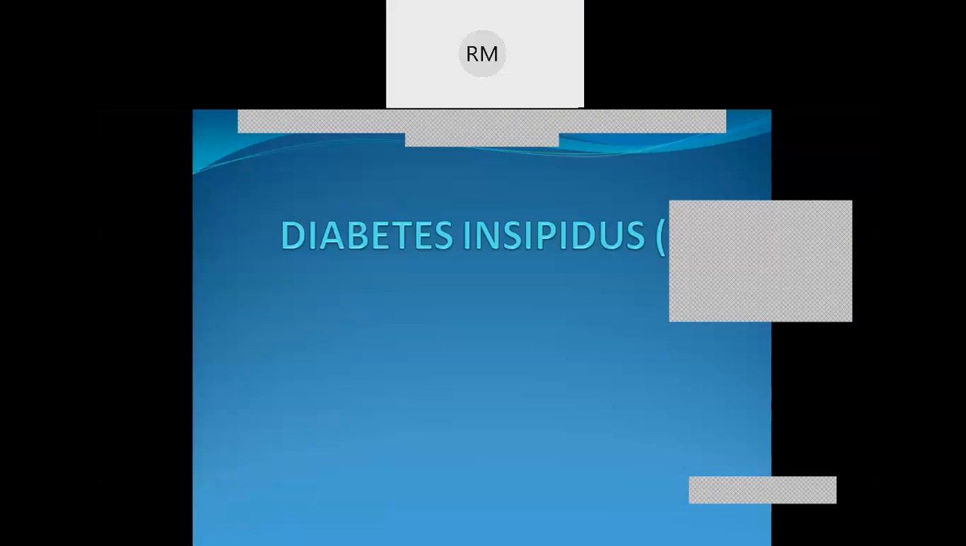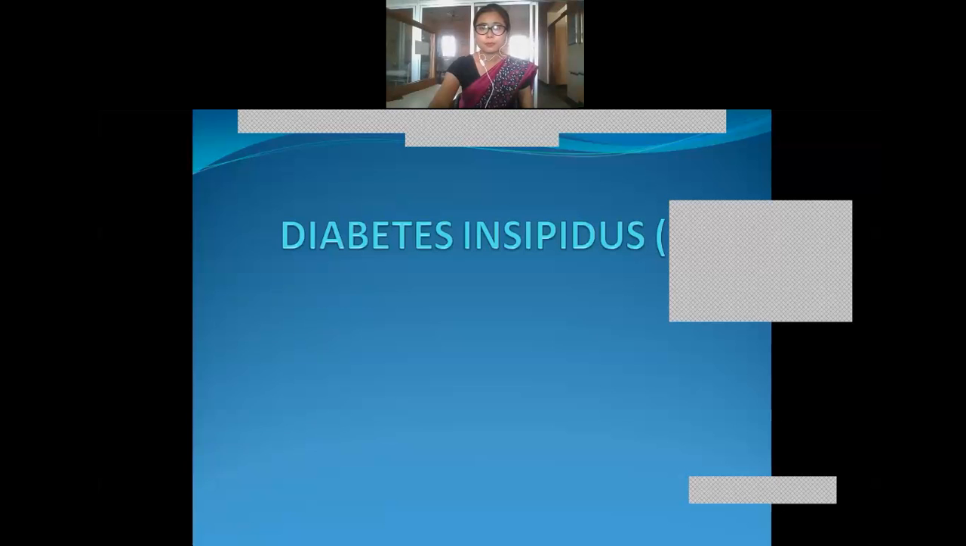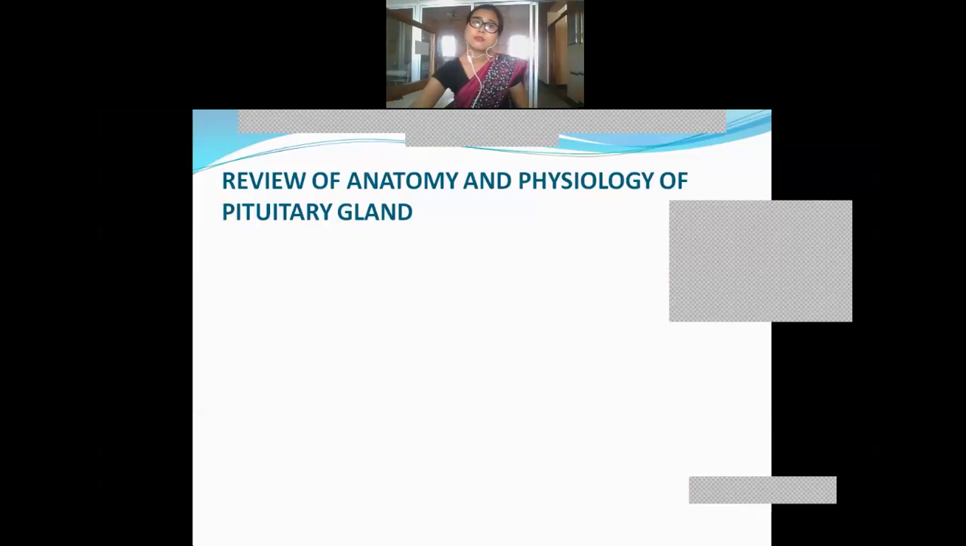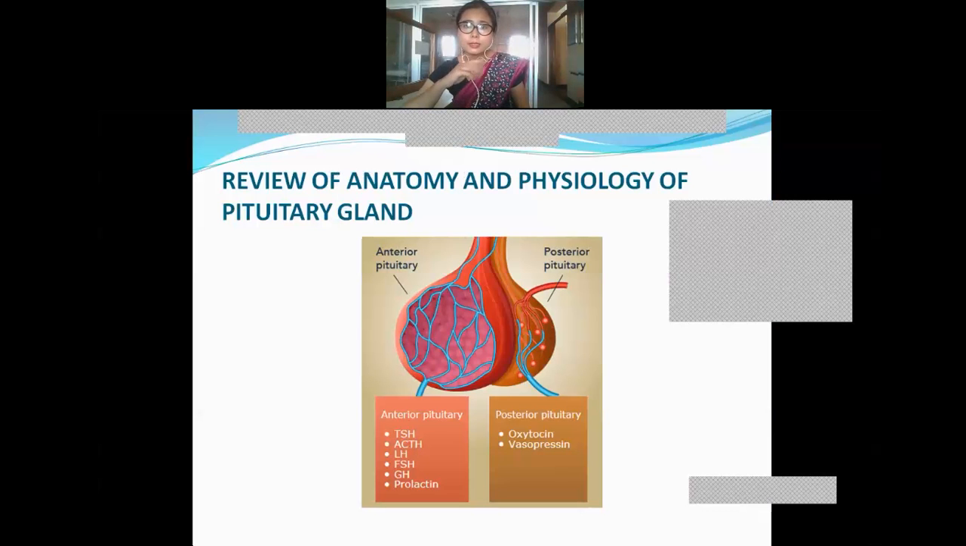So we will be discussing diabetes insipidus. Review of anatomy and physiology of the pituitary gland. We have two lobes, the anterior pituitary lobe and the posterior pituitary lobe. Today we will be discussing this hormone, vasopressin, which is produced by the posterior pituitary.